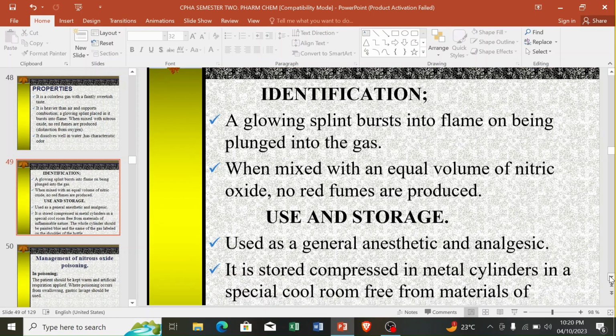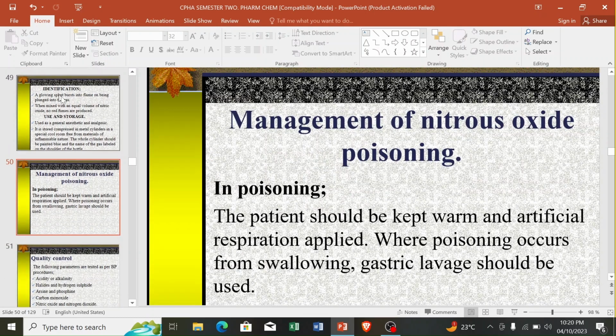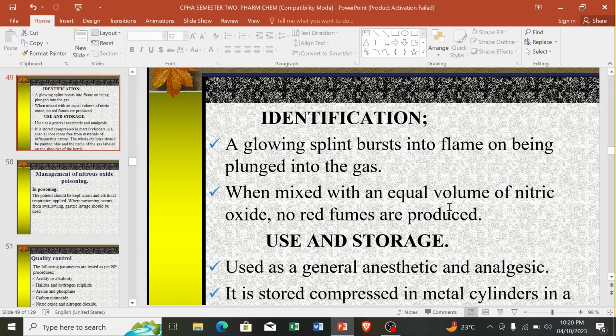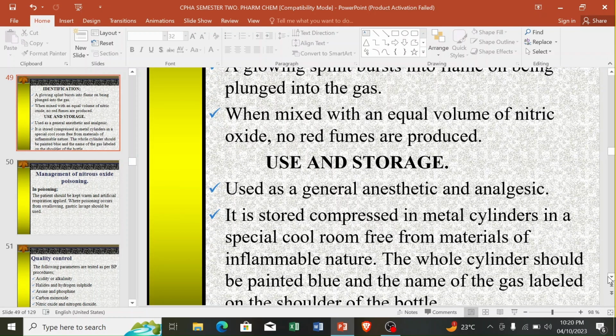So let's see how we use and store nitrous oxide. How we can use it: it is used as a general anesthetic and analgesic. Anesthetic is when we administer a medicine to patients who are going to be operated on. I'm trying to get another word for anesthetic.